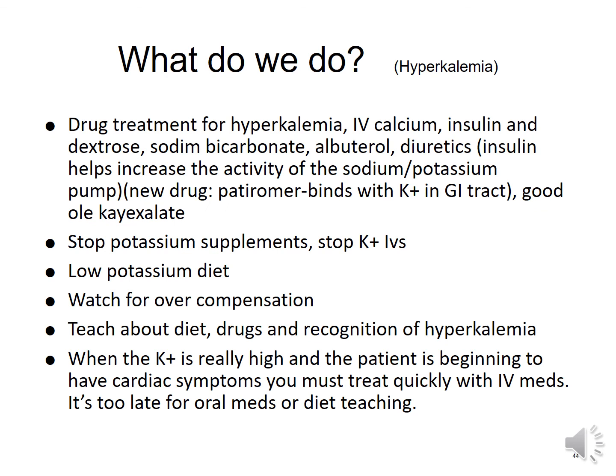So what do we do for hyperkalemia? We can do drug treatments for hyperkalemia. That's IV calcium, insulin, and dextrose. Why do you think we do insulin and dextrose? It opens the cells up and helps push that potassium back into the cells. You can do sodium bicarb, albuterol, diuretics. And there's a new drug, patiromer, which binds with potassium in the GI tract. And then, of course, there's Kayexalate.